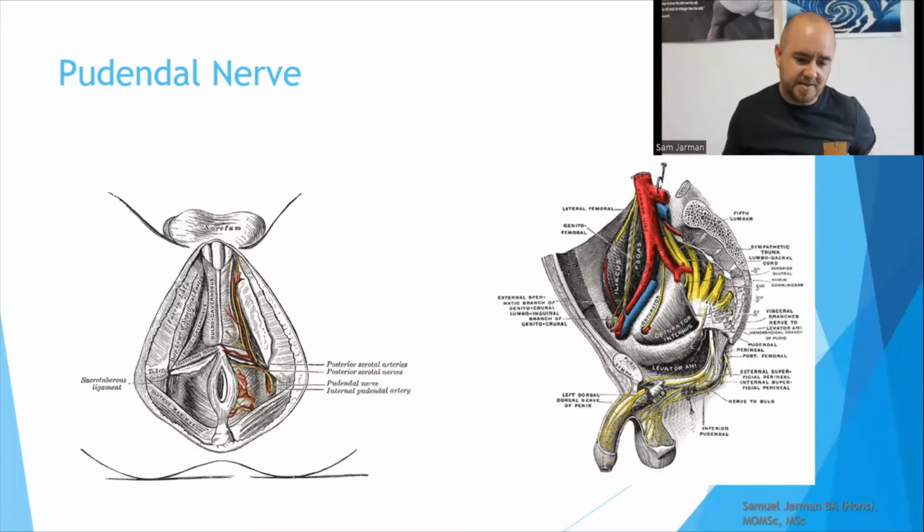But the other thing to consider is that within the pudendal canal or Alcock's canal, you're going to have the pudendal artery and vein. So blood supply to the pelvic floor and blood supply to the external genitalia is going to come through that region.